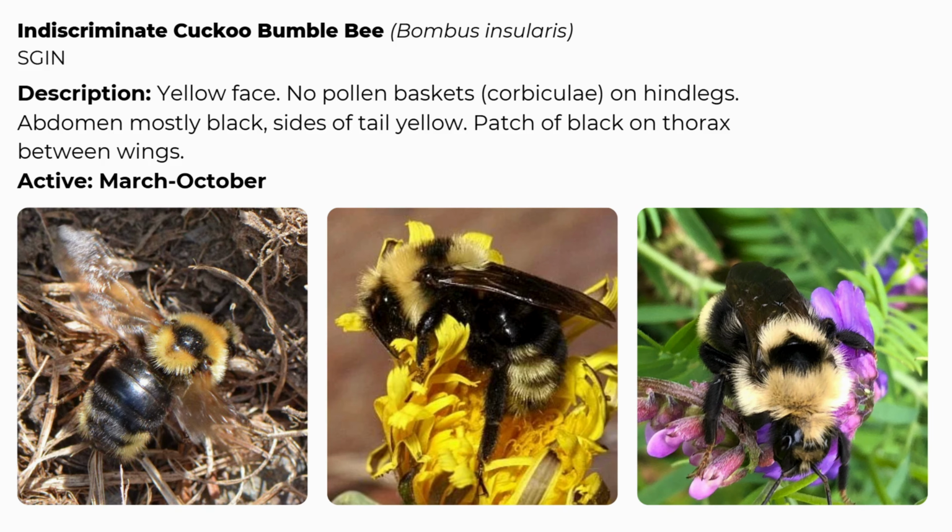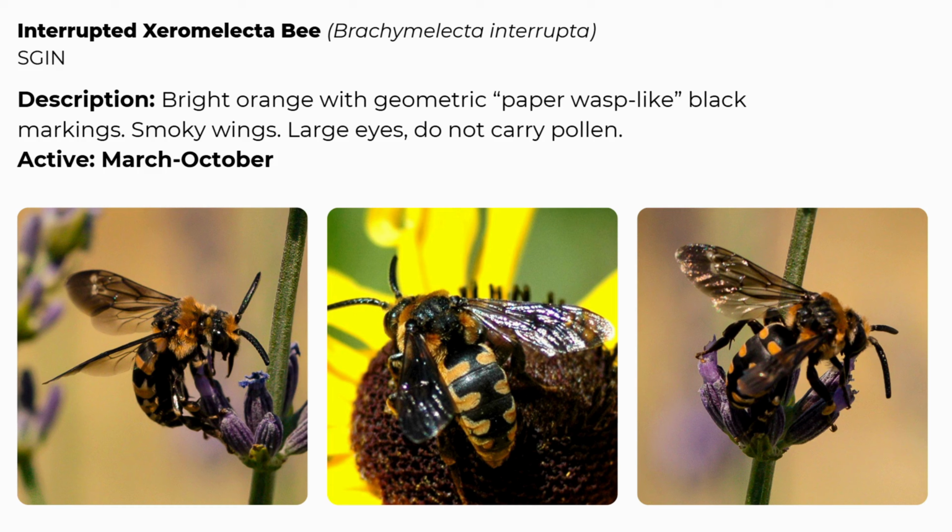The last bee on our list of species I'd like you to be aware of in our area is the interrupted Xeromolecta bee as one of the common names. It can also be heard to be referred as the interrupted digger cuckoo bee, because it is a cuckoo bee in that it will lay its eggs in other bees' nests, and usually other members of the digger bee group. So both of those common names are used. It has been recently reclassified, so the new genus is Brachymolecta. You may also see it as Xeromolecta. So both of these names may be present if you're looking up more information about this bee.